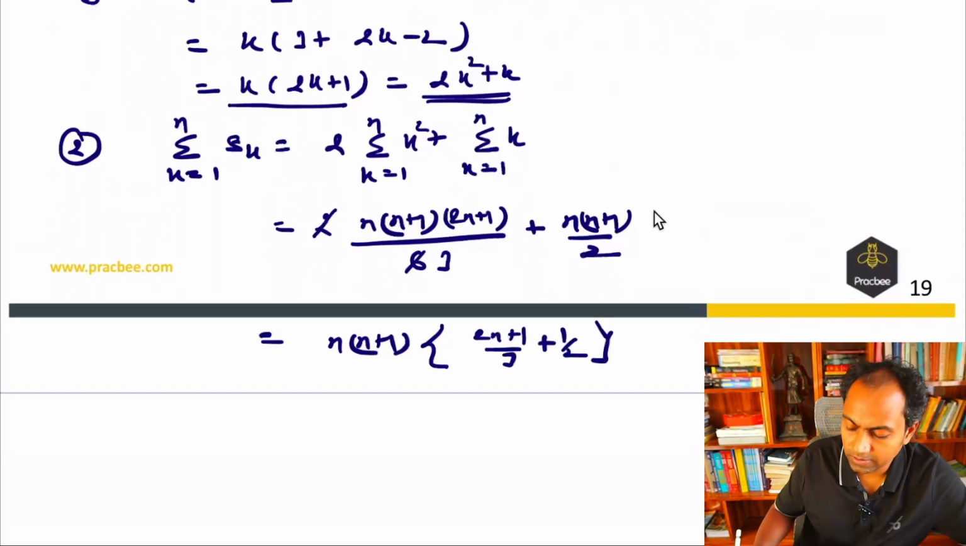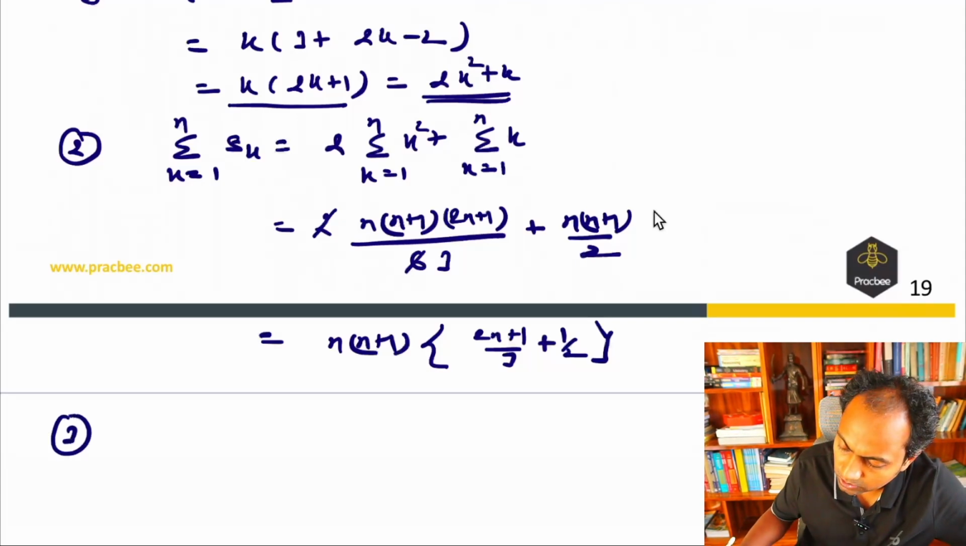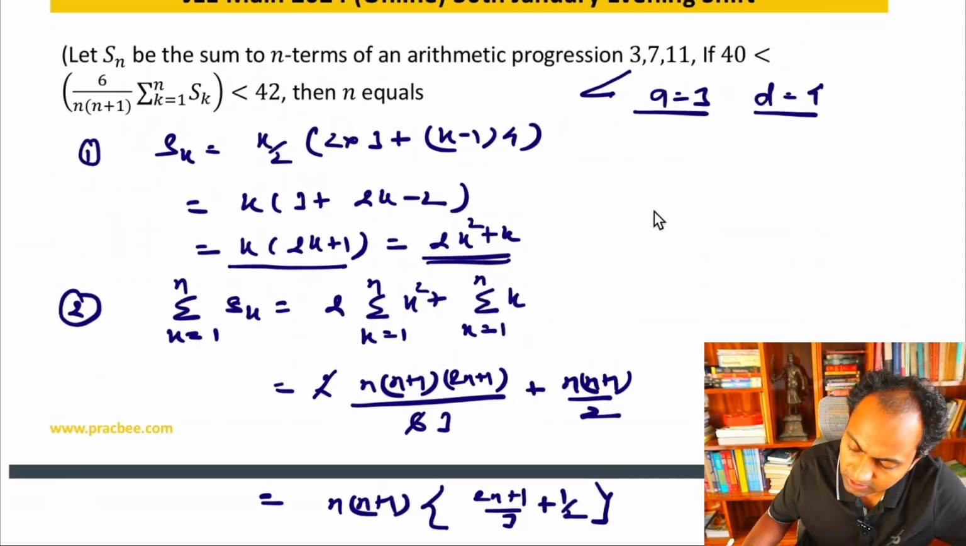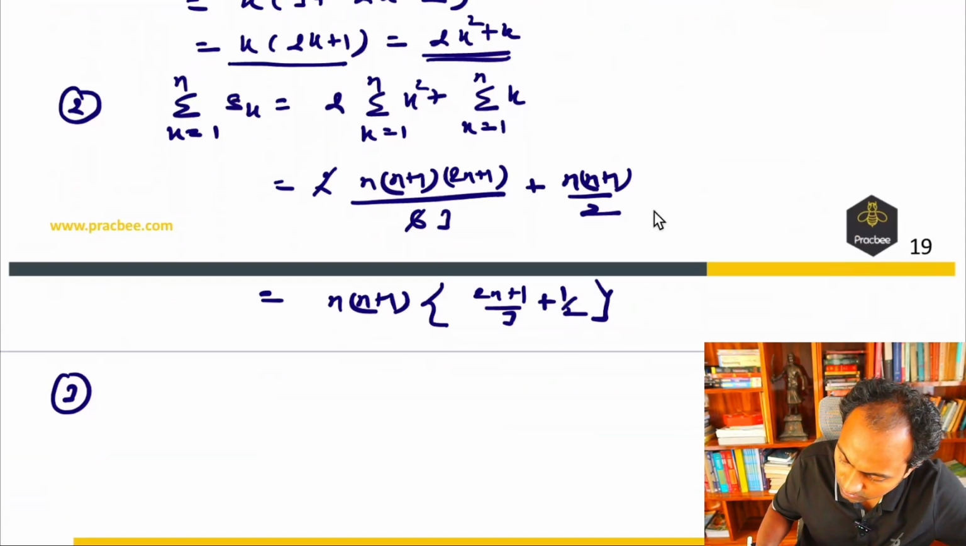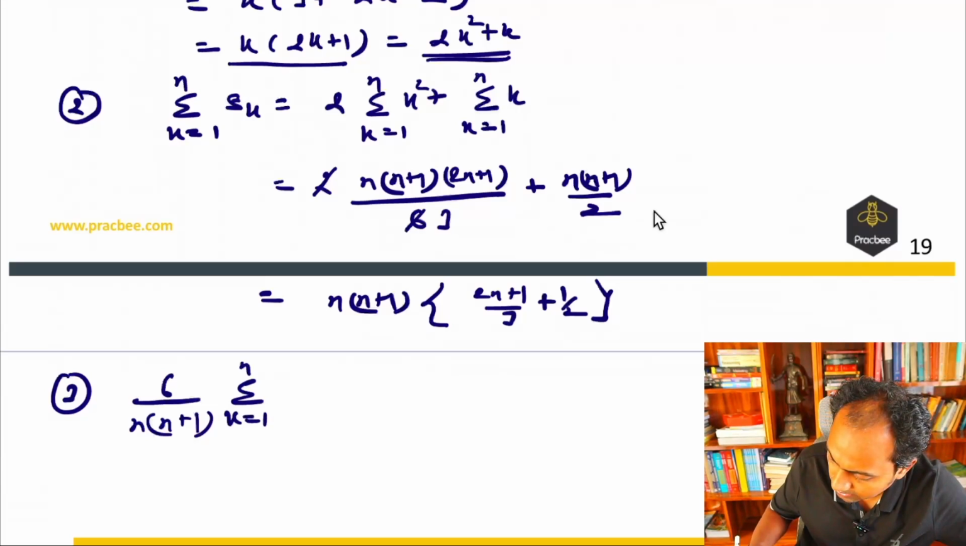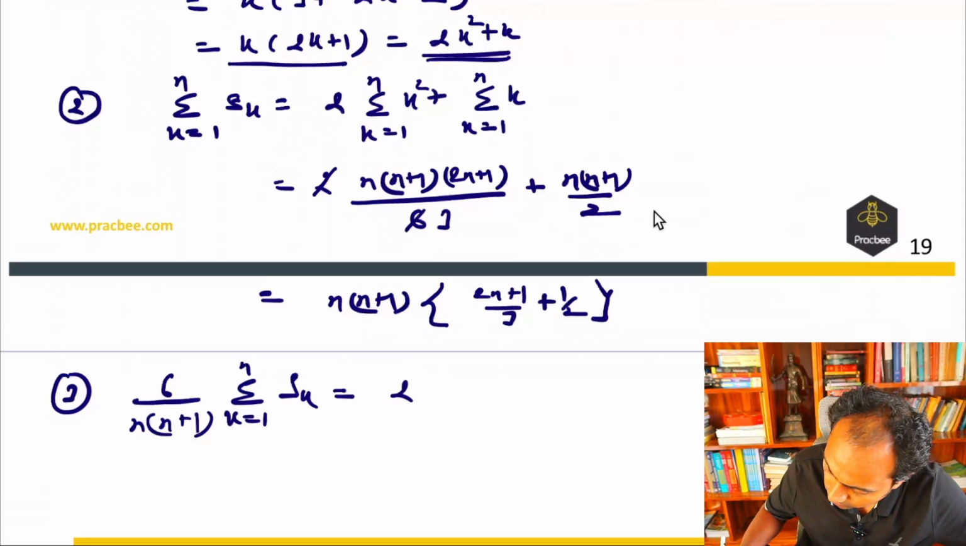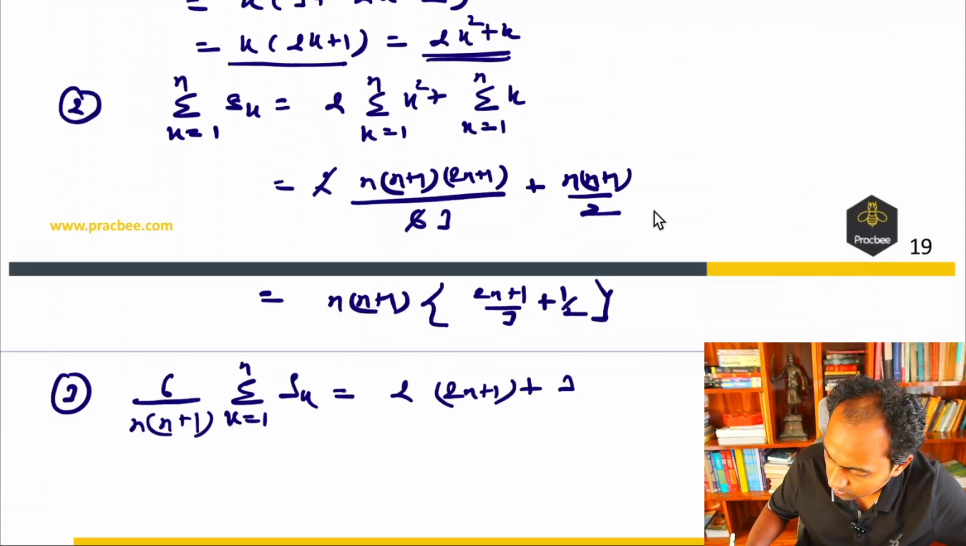In the third part, if I go back to the question, they are multiplying it with 6 by n into n plus 1. So 6 by n into n plus 1, summation of k equal to 1 to n Sk. If you write this value, you can see that n into n plus 1 will get cancelled out. 6 will go inside and this will become 2 times 2n plus 1 plus 3. So the answer becomes nothing but 4n plus 5.